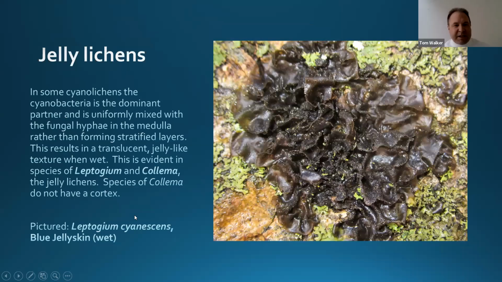So there's another group of lichens called jelly lichens, and in those, cyanobacteria is the dominant partner, and it is uniformly mixed with the fungal hyphae, rather than forming stratified layers. And so when these get wet, they actually produce a translucent jelly-like texture. And this is a species of Leptogium known as blue jellyskin.